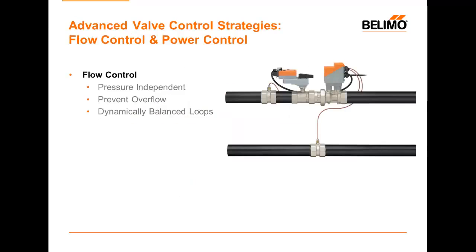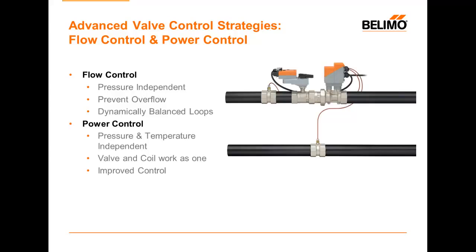So to review our two control modes, we discussed flow control, which is pressure independent and prevents overflows in our coil and allows us to dynamically balance our loops. Power control is pressure and temperature independent and lets the valve and coil work as a single unit, and this gives us improved control over our space.